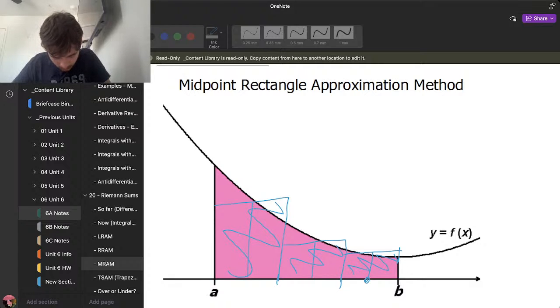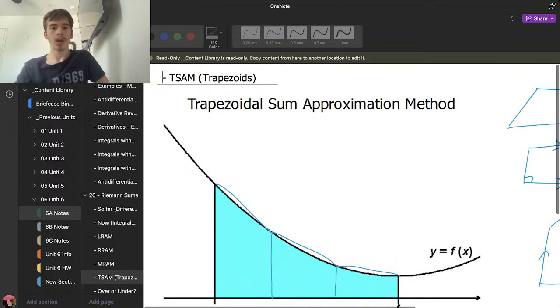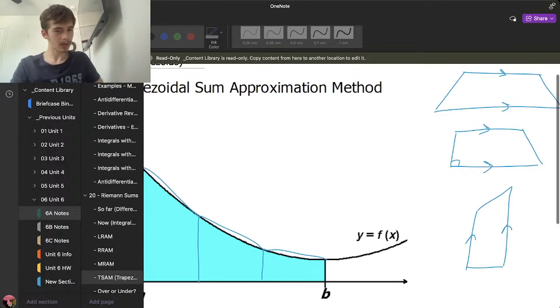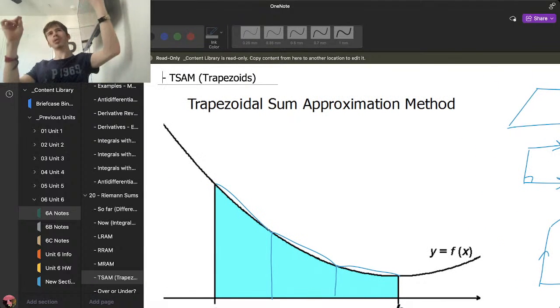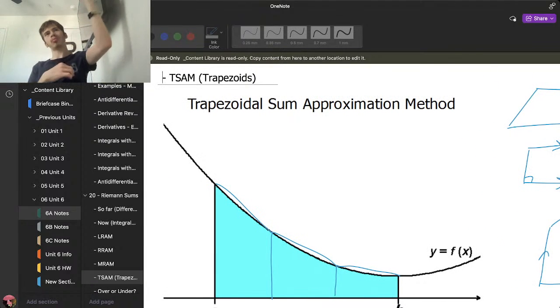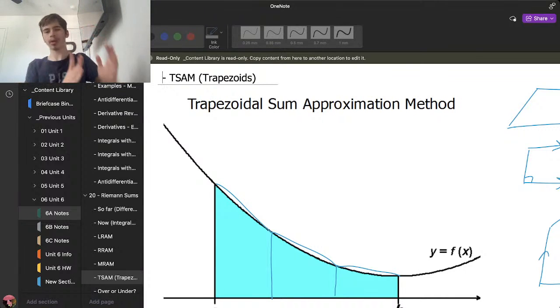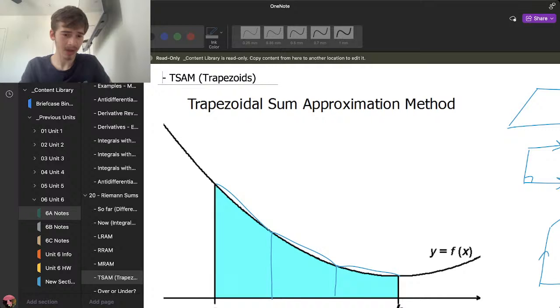Wait, what is it? Oh, chain rule. Okay, yeah. Just review of chain rule. Trapezoidal is a bit different because you're taking 2 points. You're finding their average. So this point plus whatever y value is here divided by 2 times your width, however many rectangles you have.